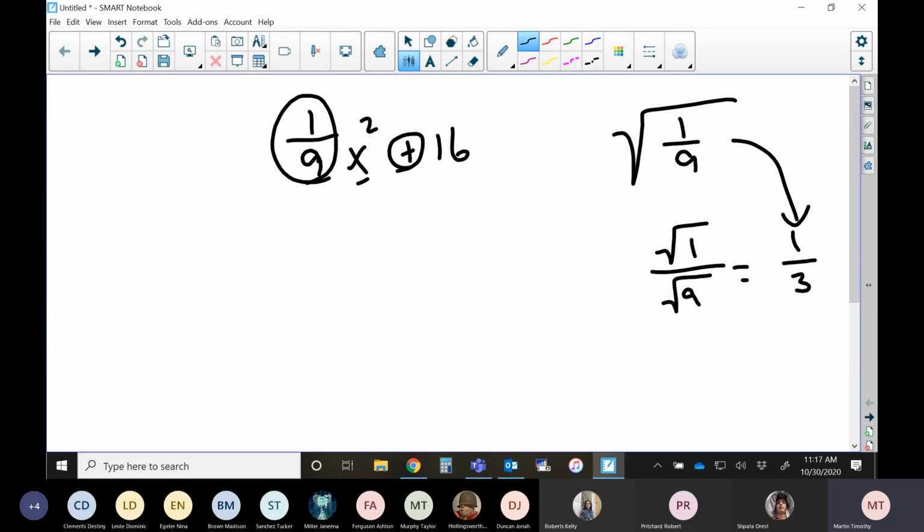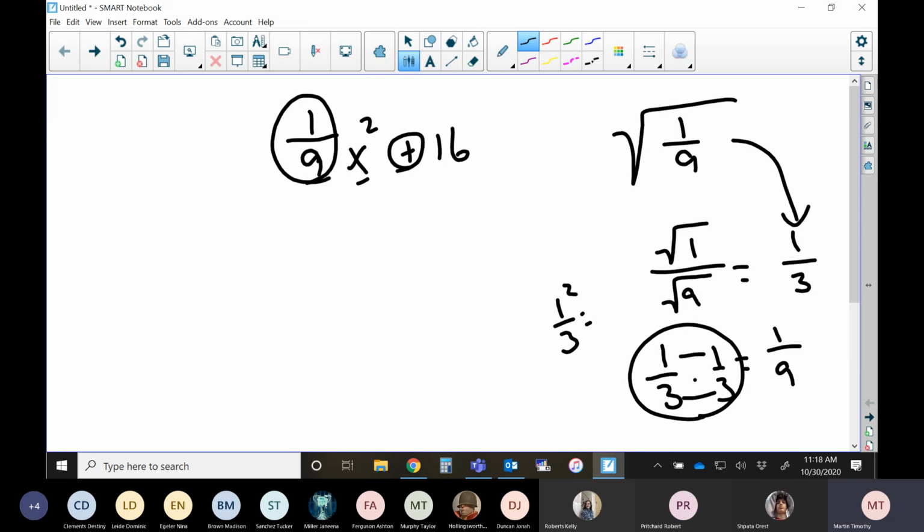Couple things to remember, how I can check to make sure that that's correct, is that means that 1/3 times 1/3 should kick me back to 1/9, right? Because that would be squaring it and multiplying top times top, bottom times bottom. Yes, 1/3 squared is equal to 1/9. So that would mean the square root of 1/9 equals 1/3.